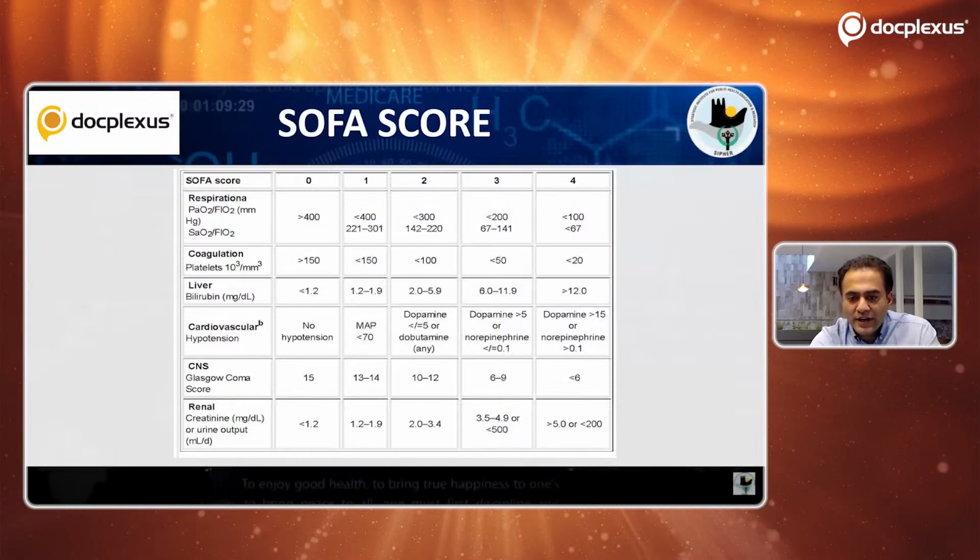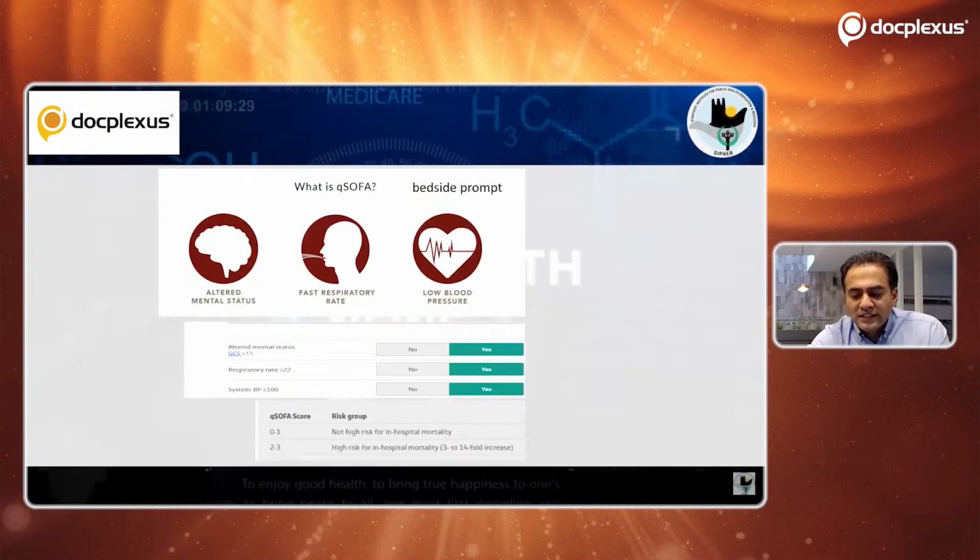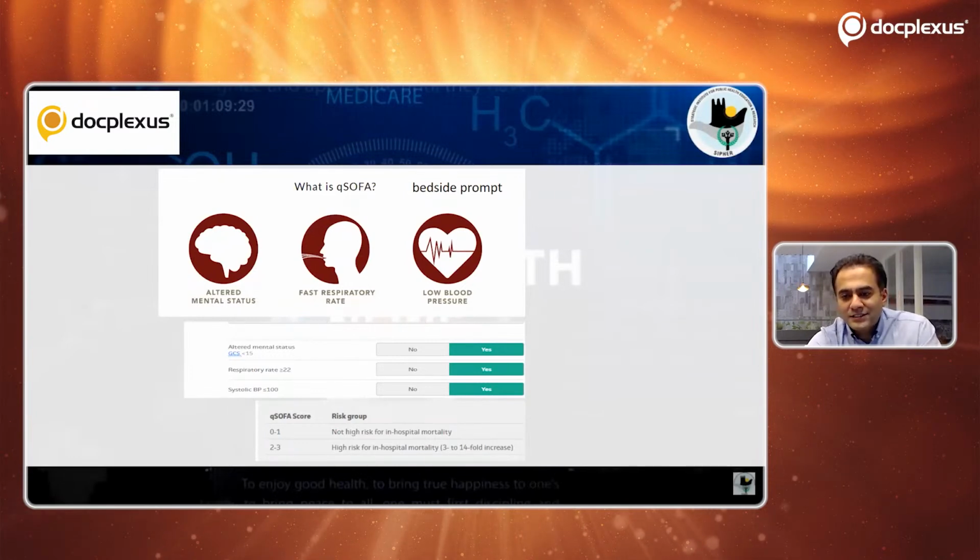So if it is less than 1.2, we give 0; 1.2 to 1.9, 1; 2 to 3.4, 2; 3.5 to 4.9 is 3; and in end-stage renal disease, we give 4. So this was actually a cumbersome process to carry out for every patient. You need a calculator for the same.